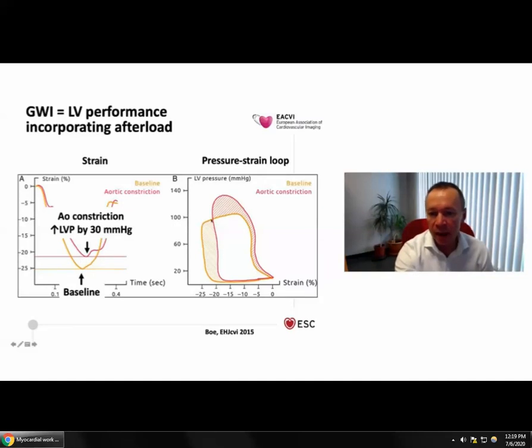However, if you look at the myocardial work represented by this pressure strain area on the right, you see there's decrease in the horizontal direction because of decrease in strain, but there is increase in the vertical direction because of increase in blood pressure. So the area remains the same. So this suggests no myocardial dysfunction as suggested by longitudinal strain.